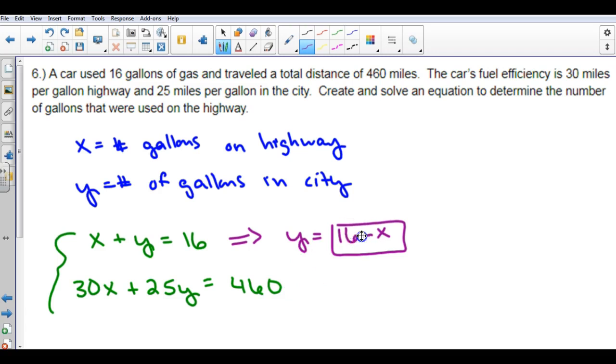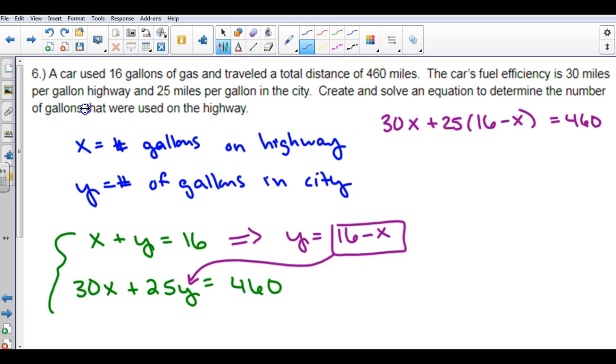I'm going to take this quantity and substitute it in for y. So this is a review of system of equations where I can rewrite this bottom equation as 30x plus 25, and then instead of writing y, I'm going to write 16 minus x, and that is equal to 460. So I now have an equation that determines the number of gallons that were used on the highway.